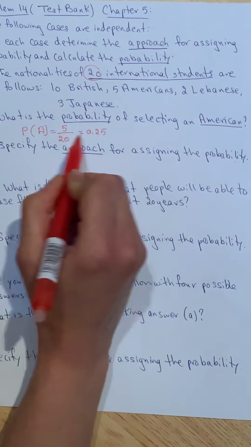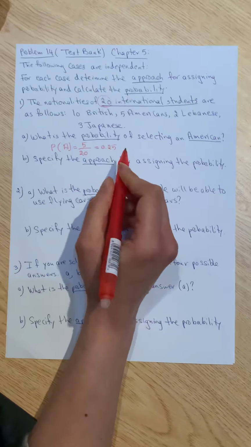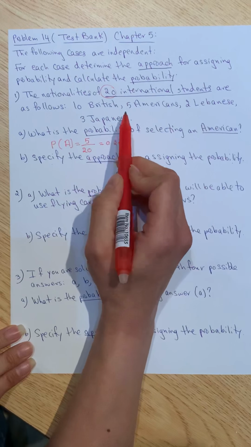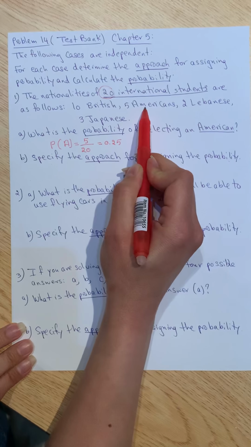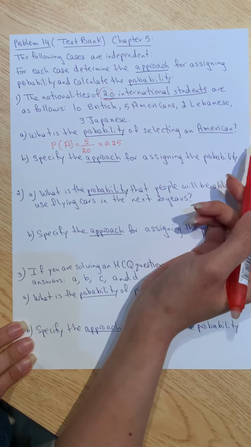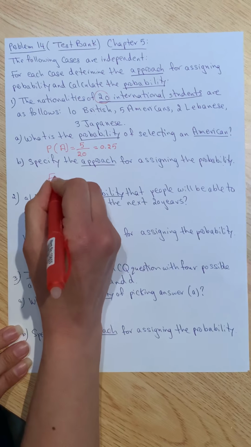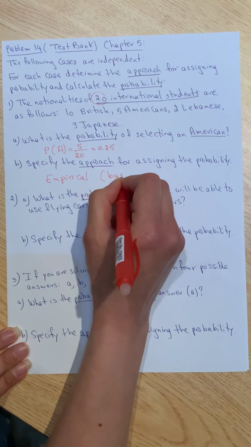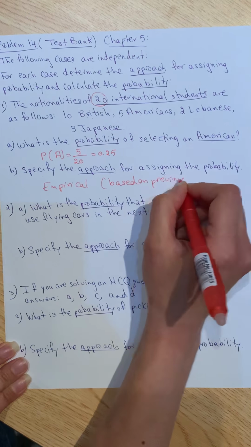Now I want to specify the approach for assigning the probability. Which approach did I use to find this probability? Definitely it's not subjective, it's not based on personal experience. Definitely it's not classical, because the probability for the British is not equal to the probability of the American. The probability of the British is 10 over 20. So it's not equally likely outcomes. So what is the approach? It's empirical. It's empirical approach because it's based on previous trials.